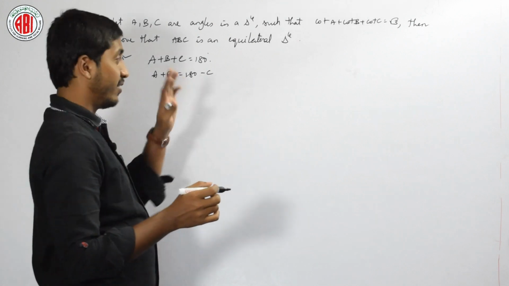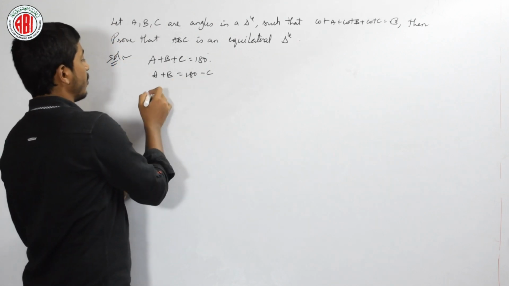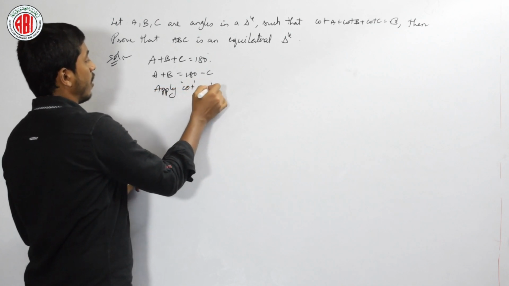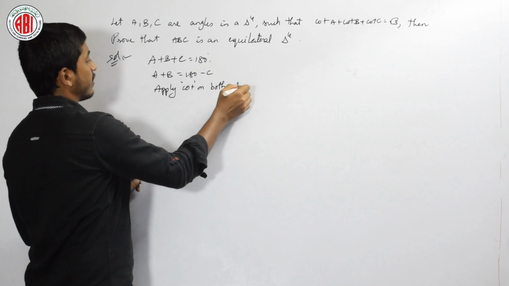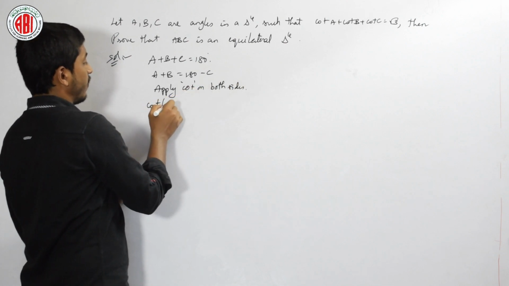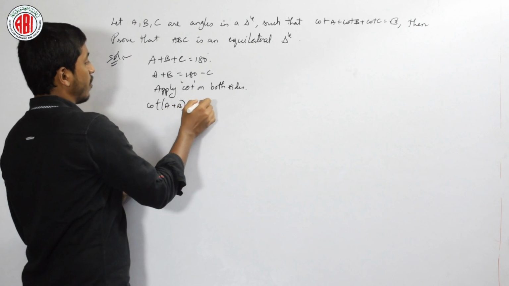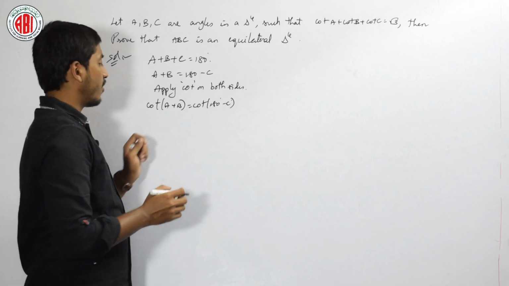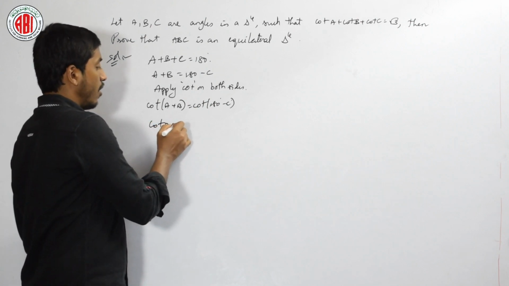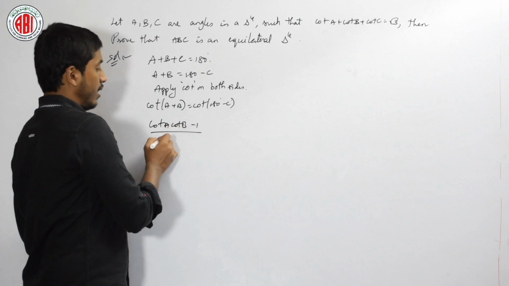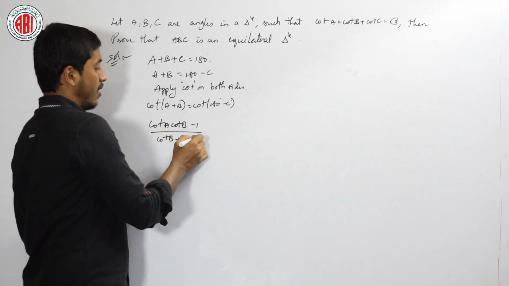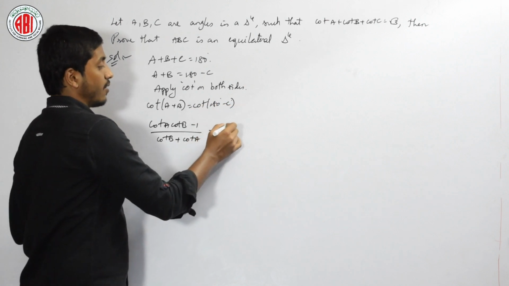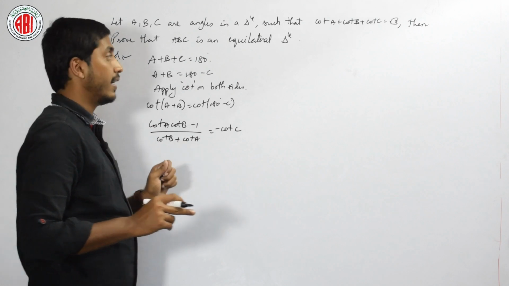Let us do the same thing which we did in the previous problem, that is let us apply cot on both sides. Then it will become cot of A plus B is equal to cot of 180 minus C, right. What is the cot of A plus B formula? That is cot A cot B minus 1 by cot B plus cot A. Cot of 180 minus C, how much is it? That is nothing but minus cot C. Since it is in the second quadrant, cot is negative.